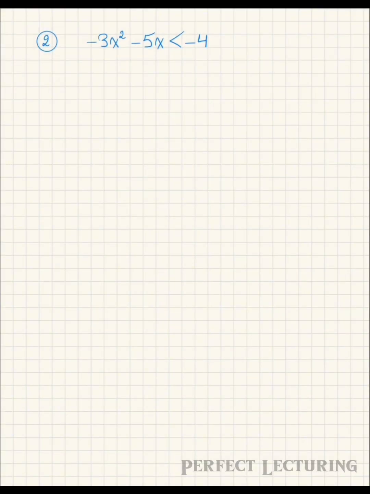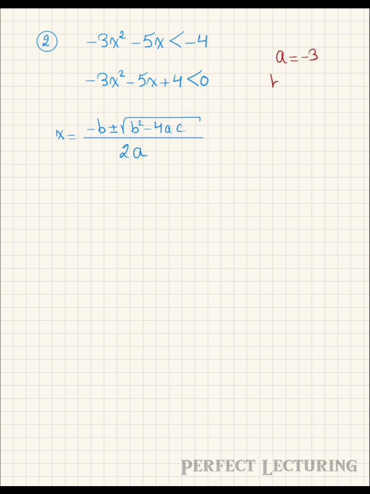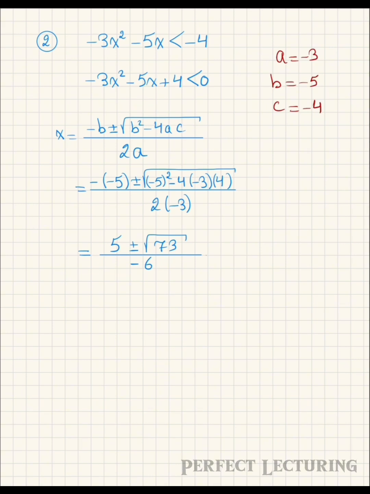For number 2, let's repeat the same process. So there is no zero side, which means we have to move the -4 to the left. This trinomial is not easy to factor. Let us use the quadratic formula. So x is equal to minus b plus or minus the square root of b squared minus 4ac over 2a, where a is minus 3, b is -5, and c is minus 4. So we plug in all the values in the expression and we get the following answer. And these numbers are -2.25 and 0.59. Let us now label these numbers on the real number line.